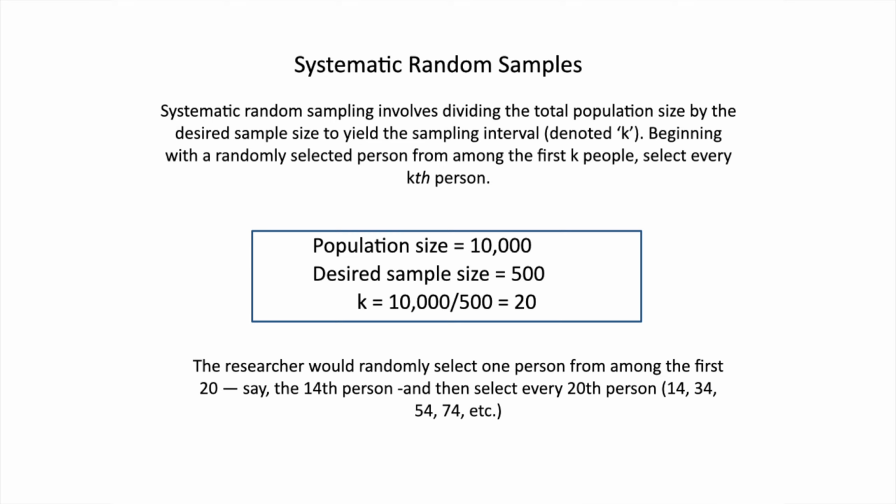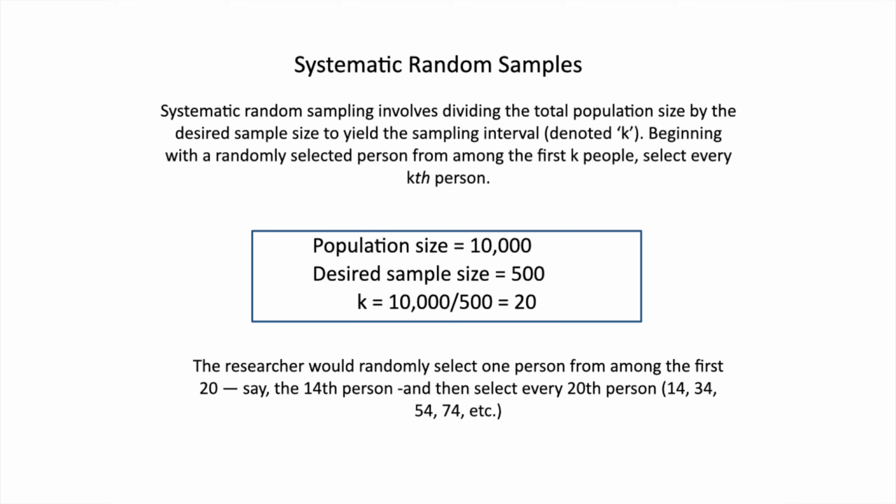What you need to do is you divide the population size by your sample size. So 10,000 divided by 500 gets you 20. And this is something called your sampling interval. Sometimes this is marked by K. So your sampling interval is marked by the letter K. What you do is you get your sampling interval, so in this case, the first 20 people, and you randomly pick one of them.